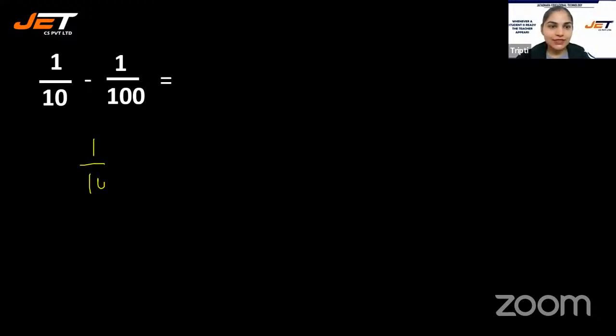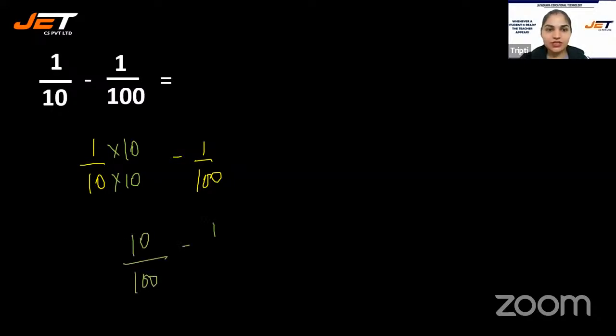So here, 1 by 10 minus 1 by 100. No need to worry about this because obviously we see the big numbers and we say, oh my God, how can we do this? But it's very easy. I'll just multiply it by 10 because I know then I'll get the same denominator. So this is super easy. 1 times 10 is 10. 10 times 10 is 100. 10 by 100 minus 1 by 100 is 9 by 100. Isn't that very easy? Easier than the others.